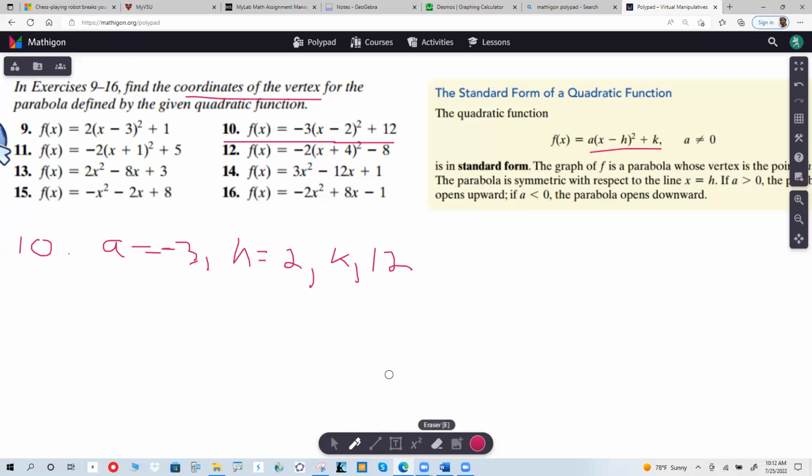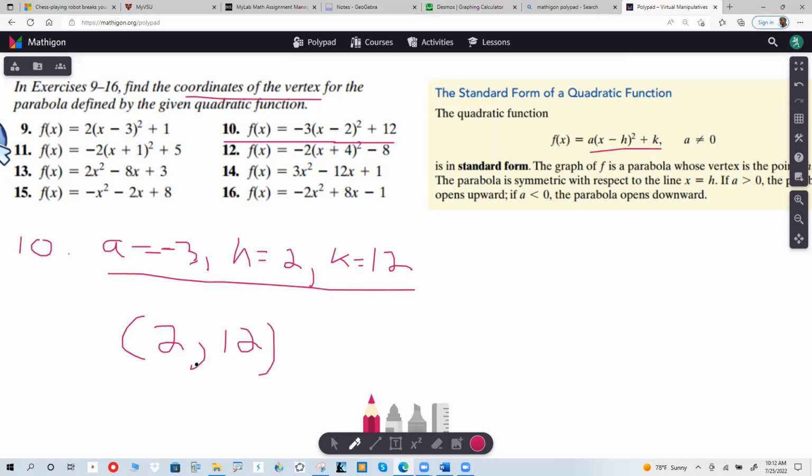And this is answering Jack's question. What kind of question will I give you? This will be a typical exam question. You would enter 2, 12, and you'll be done. Do you have to enter this? Not really. Just give me this, and they have to be correct. So that's our number 10.